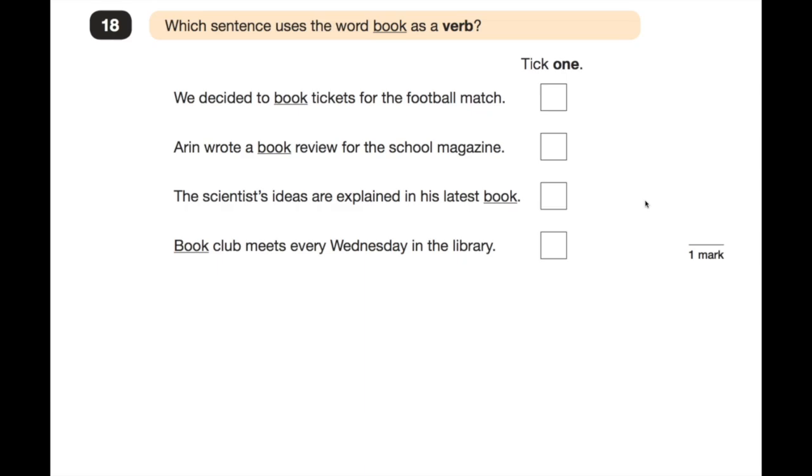We know that book can be used as a noun because we have the book that you read at school, but it can also be used as a verb if you want to book something. So if you wanted to book tickets for something, or if you wanted to book a holiday. So looking at these sentences here now, we need to find the sentence that has the word book as a verb in it. Now, if we look at the first one, it says we decided to book tickets for the football match. Well, it's a process of doing something, it's an action. We have to book the tickets, so that one is a verb. So our answer is this one.